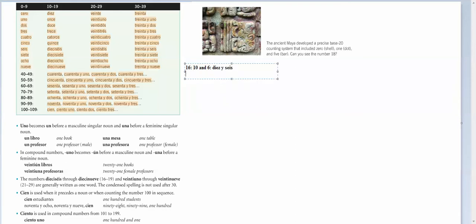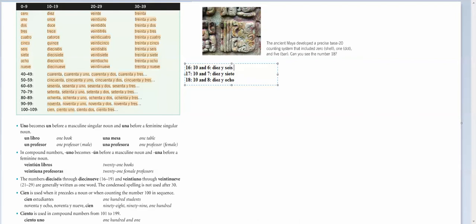Okay, and 17 would be the same way. That would be 10 and 7, which would be 10 y 7. And 18 would be the same thing, 10 and 8, which would be 10 y 8. Okay, now if you look over here, you'll notice that's not exactly what they have written there.